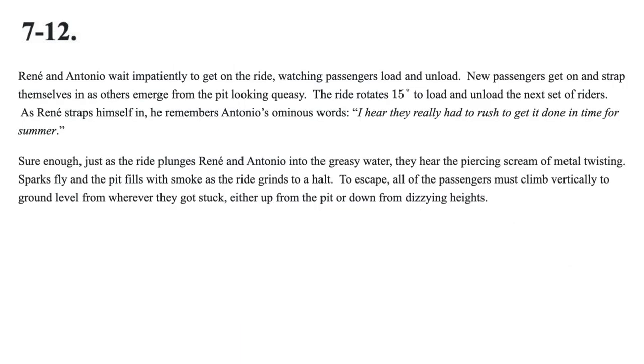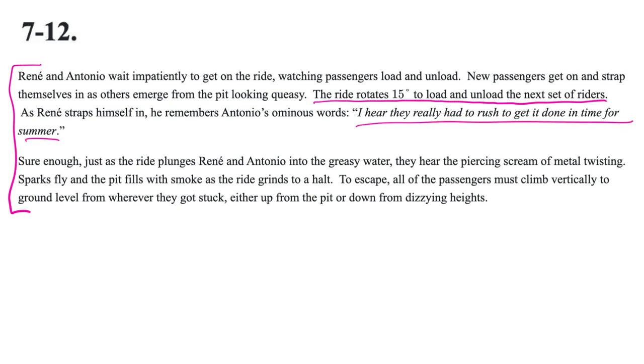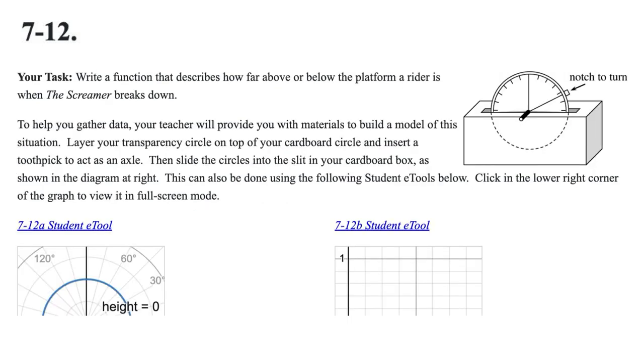For the record, there is more to the story problem. If you want to read it, you can certainly pause the video and take a look, but I'm not going to read all that. That said, I should note this thing here. The ride rotates 15 degrees to load and unload the next set of riders. That's a key piece of information that you will need. And also key is that they had to build it quick to get it done in time for summer, and Renee and Antonio get stuck, and they have to climb vertically to the ground level to get up and out.